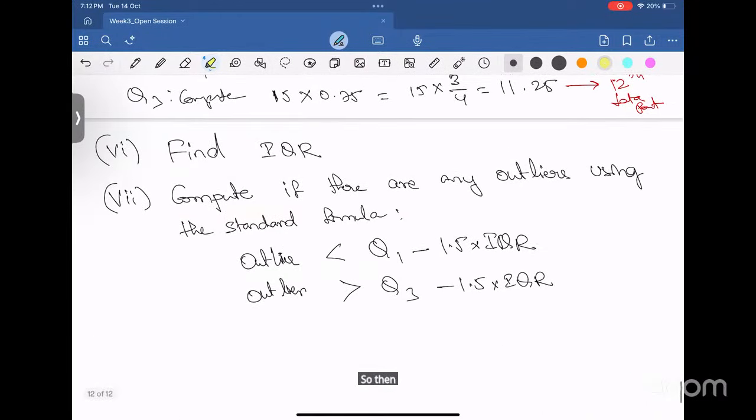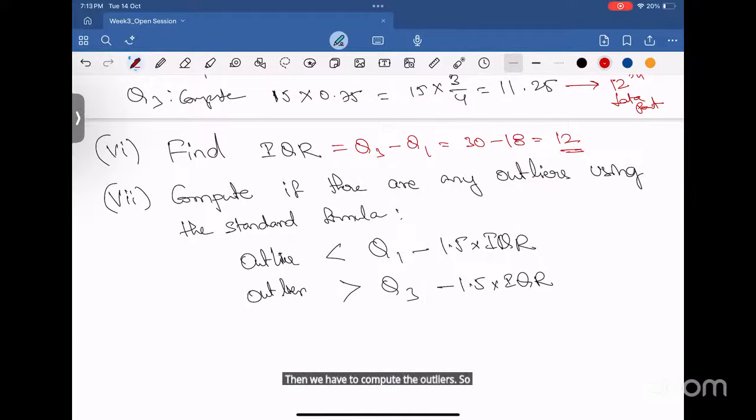Then we have to find IQR. The interquartile range will be Q3 minus Q1, which is 30 minus 18, that is 12. Once we have this IQR, then we have to compute the outliers. So what is an outlier? It is lying outside, right? Which are the data points that are lying outside? How do I say which data points are outside or inside?